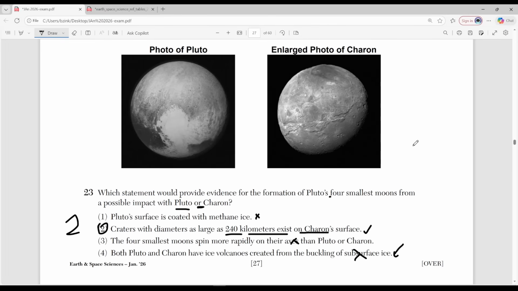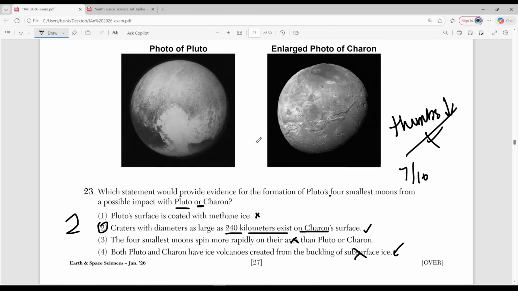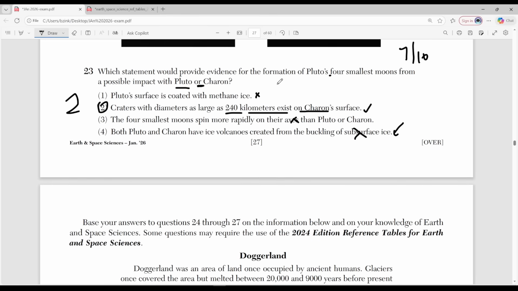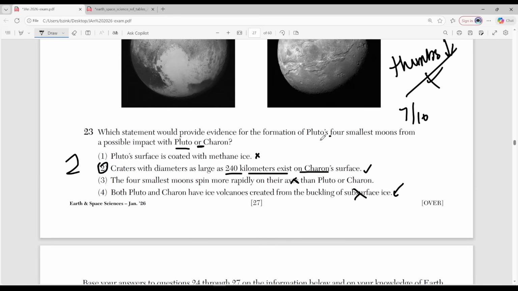I don't know. Listen, this is like a 7 out of 10 question, but I don't like it. I'm going to say thumbs down. I don't like that question. 23. It's really weird, and I guess they're just going for an impact. The only thing there that is going to be proof of an impact is 2.